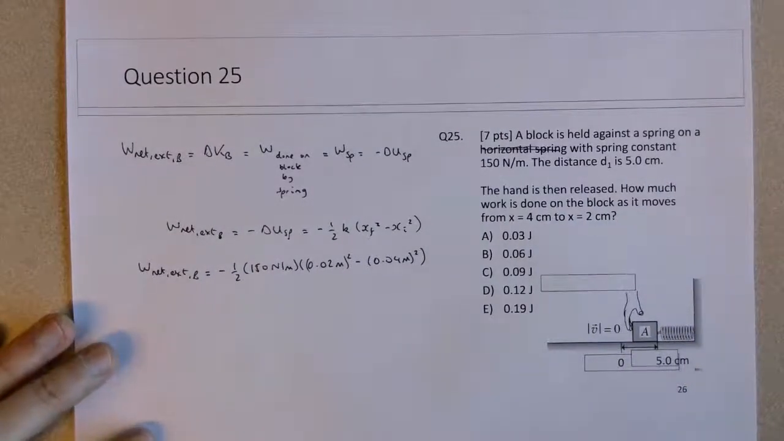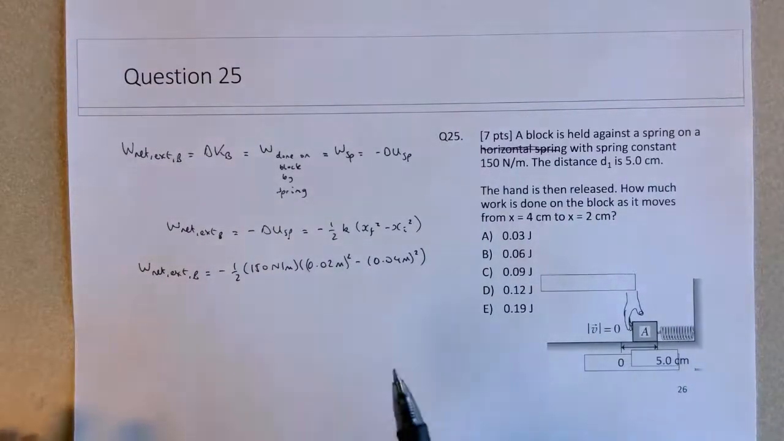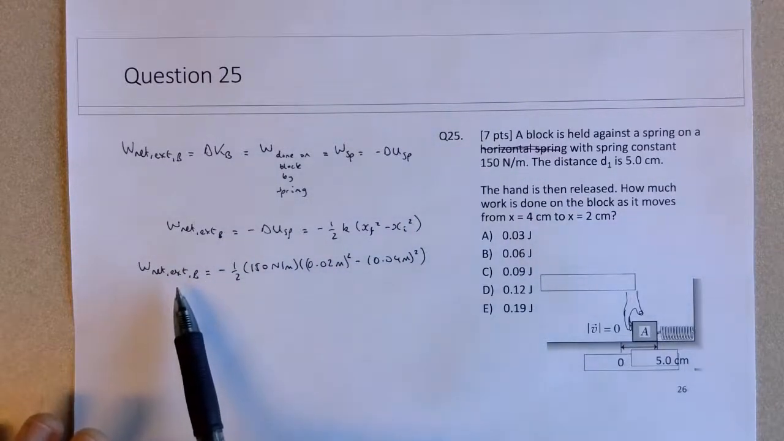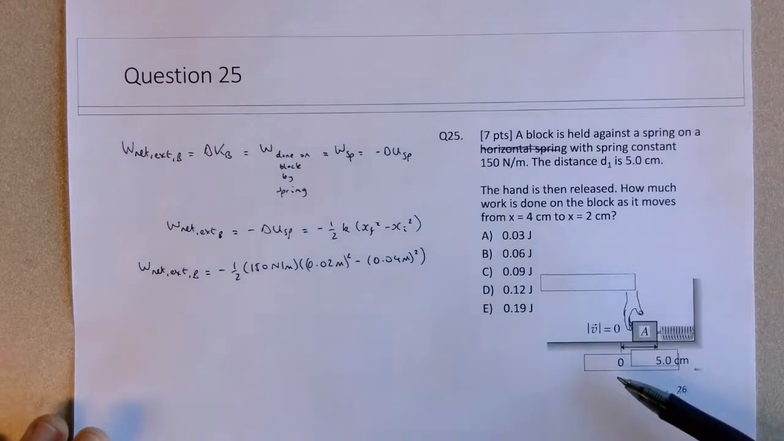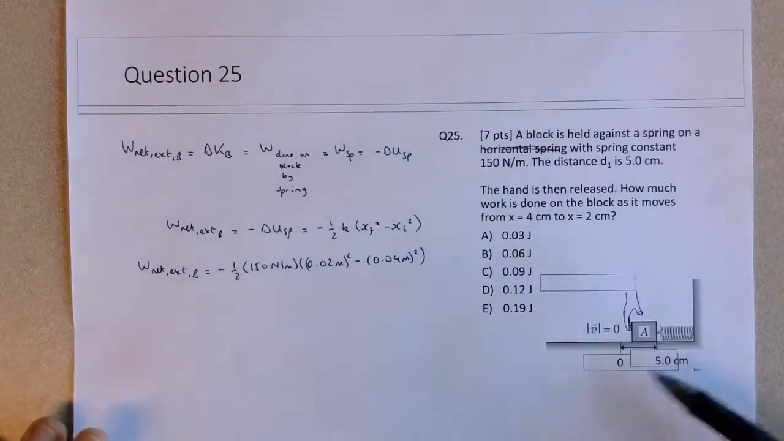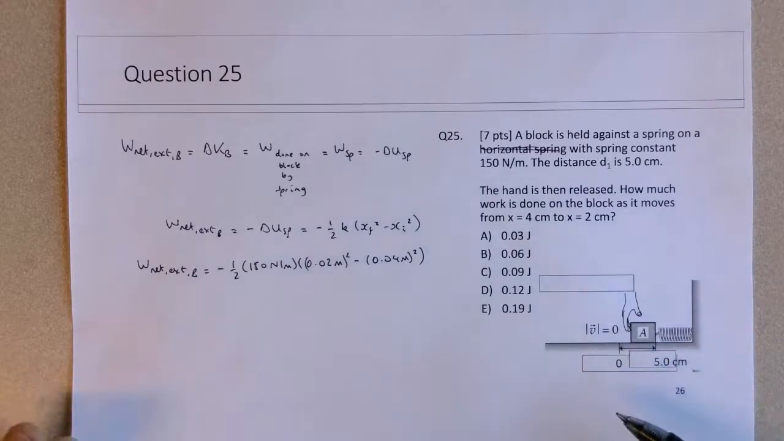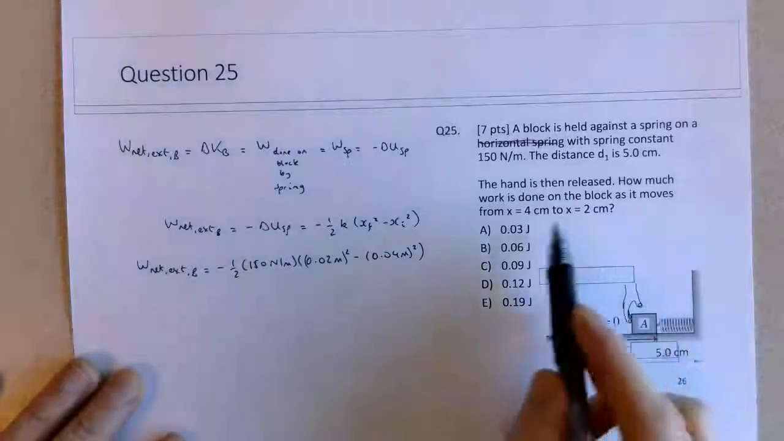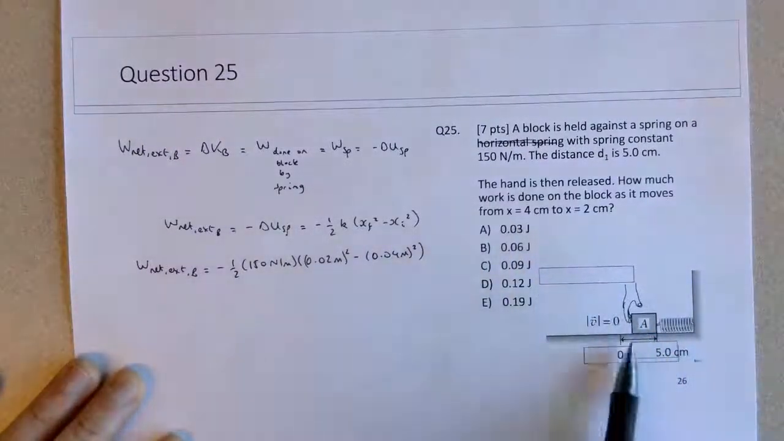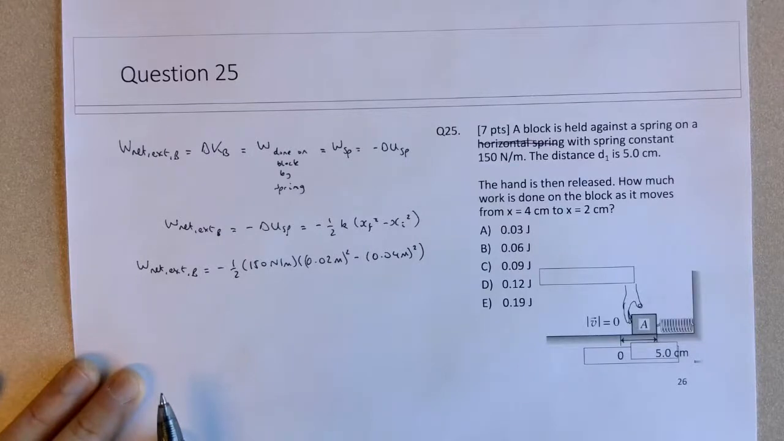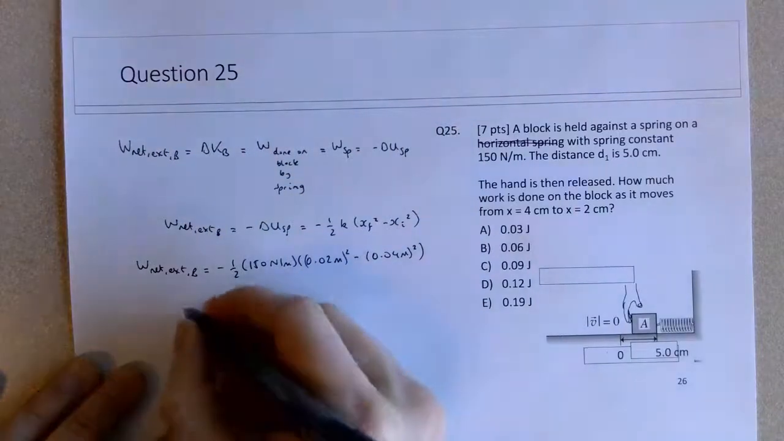Double check. Okay, so yes, this number will be negative times this negative, so we expect the work done on the block to be positive. The block is being pushed to the left by the spring, the block is moving to the left, its displacement is to the left, so both the force and the displacement are in the same direction, so the work should be positive, and the block of course should speed up. So when it moves from x equals 4 to x equals 2, you should end up with 0.09 as the correct answer.